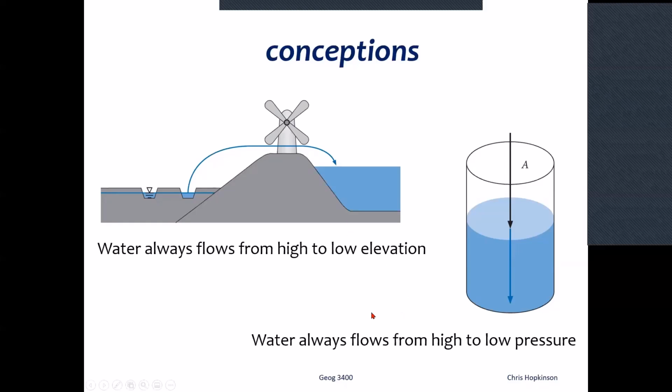But where I want to start is with these conceptions. We tend to have these intuitive conceptions that water is always going to flow from a high area to a low area. So there's this elevational conceptualization we have that water always flows downhill, or from an area of high elevation to an area of low elevation, right? We think we're quite intuitively okay with that idea. And then we also tend to think that water flows from a zone of high pressure to a zone of low pressure. That's also somewhat intuitive, and we're okay with that.